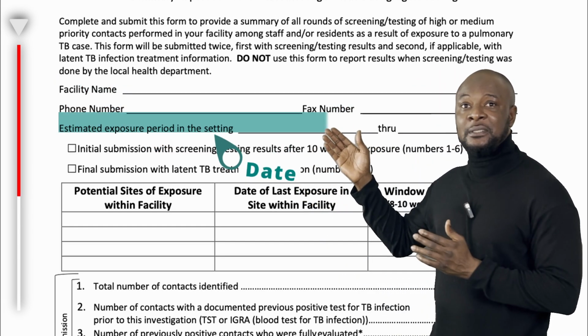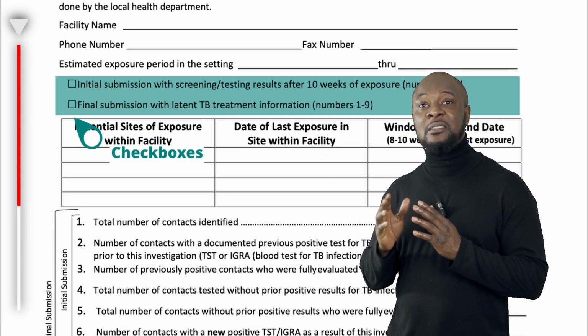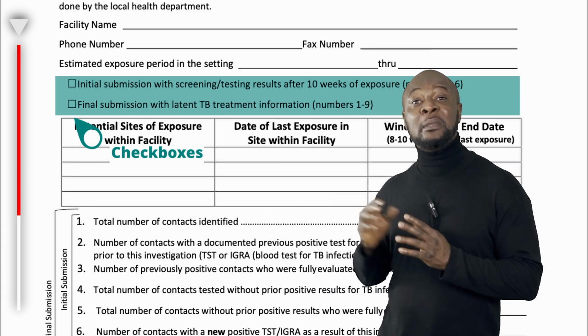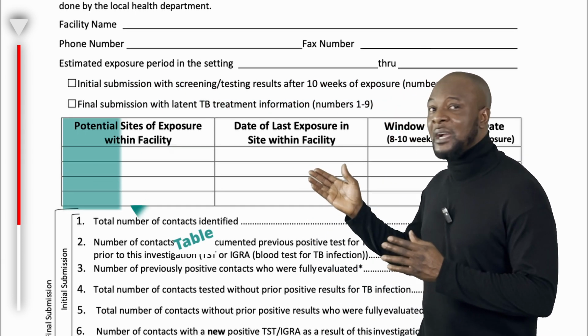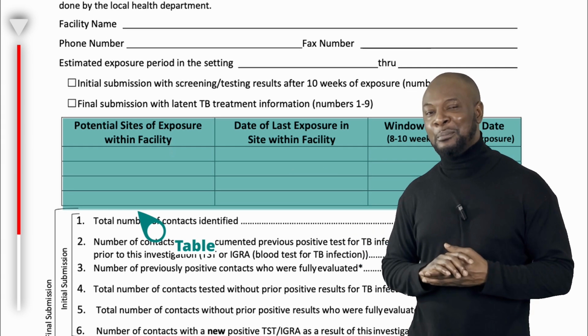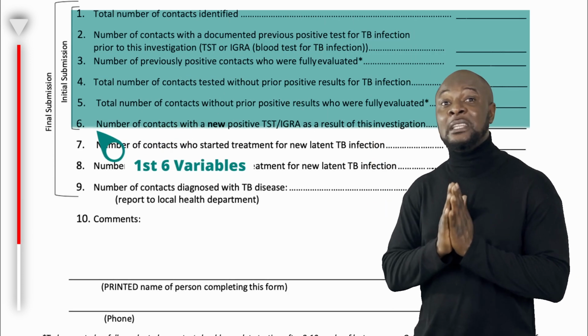Next, we have some date fields for the estimated period of exposure. Then these 2 checkboxes to identify if the form that is being submitted is the initial submission or a final submission, meaning this form is meant to be submitted twice per facility or setting. And right here, we have a table. Now, wait till you see how we will represent this table in electronic form. Easy peasy. Then we have these first 6 variables for initial submission.